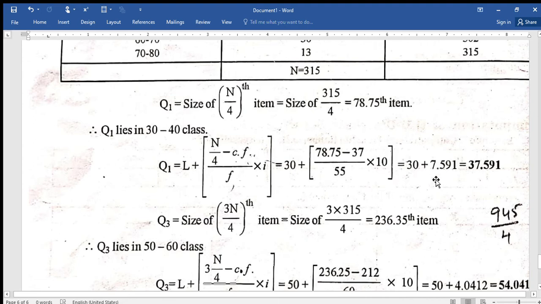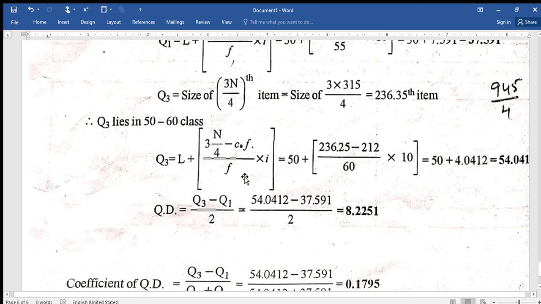So 30 plus 7.591. If we sum up these two values, we get 37.591. This is the Q1 value. Let us find out the third quartile.